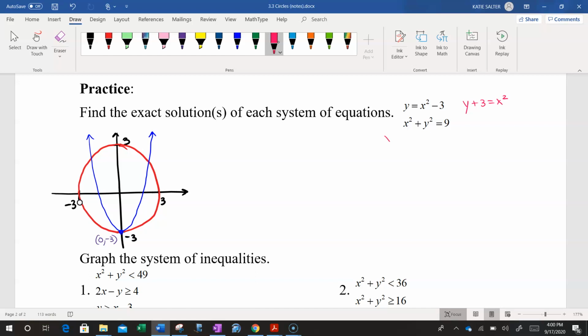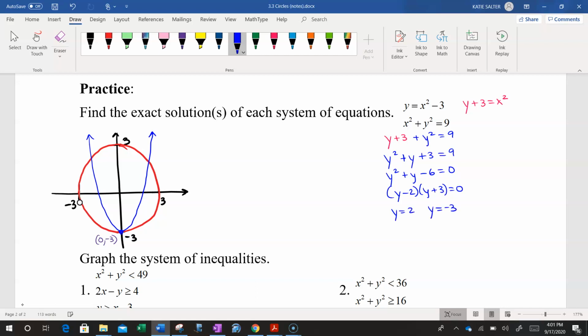So right here where we have x squared, we can just put y plus 3, and then we'd say plus y squared equals 9. Notice I'm not squaring it because I did a direct substitution there. Well, then we have a quadratic equation, so that would be y squared plus y plus 3 equals 9. And then when we subtract 9 from each side, we have y squared plus y minus 6 equals 0. The two numbers that multiply to negative 6 and add to positive 1 are negative 2 and positive 3, so our factors are y minus 2, y plus 3. And then when we set those equal to 0 and solve, we get y is equal to 2 and y is equal to negative 3.